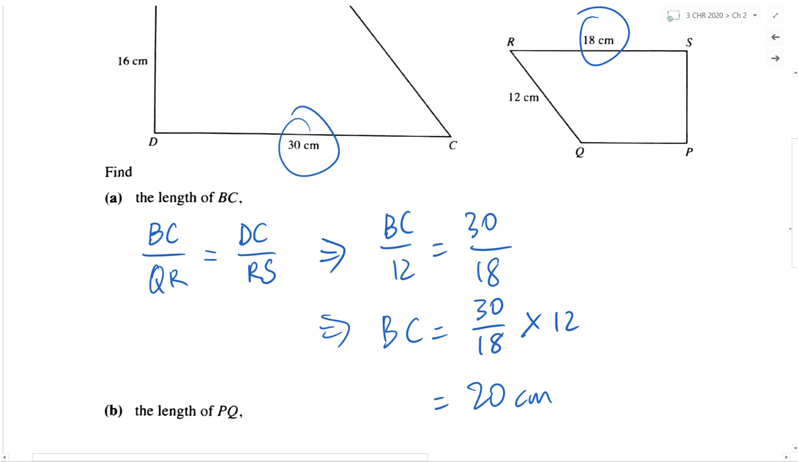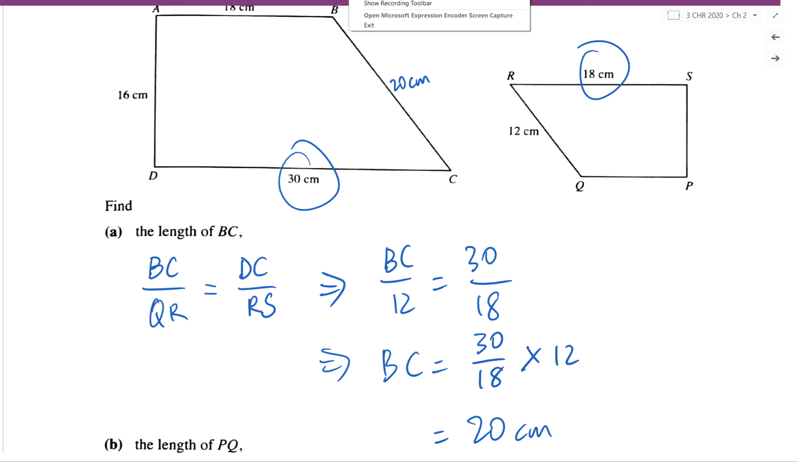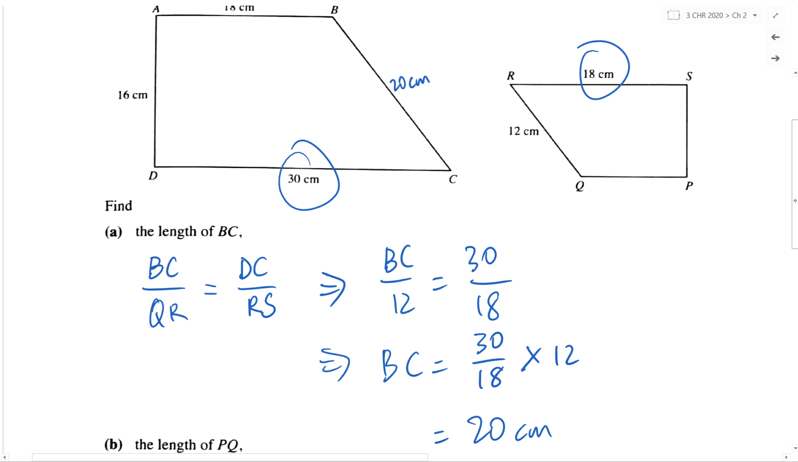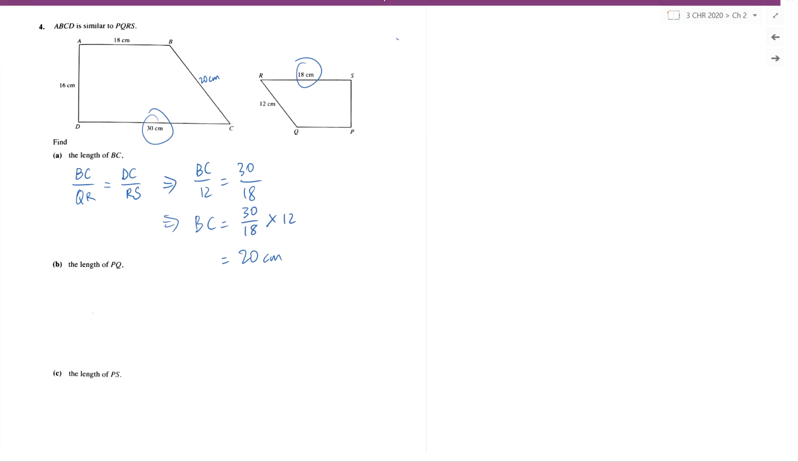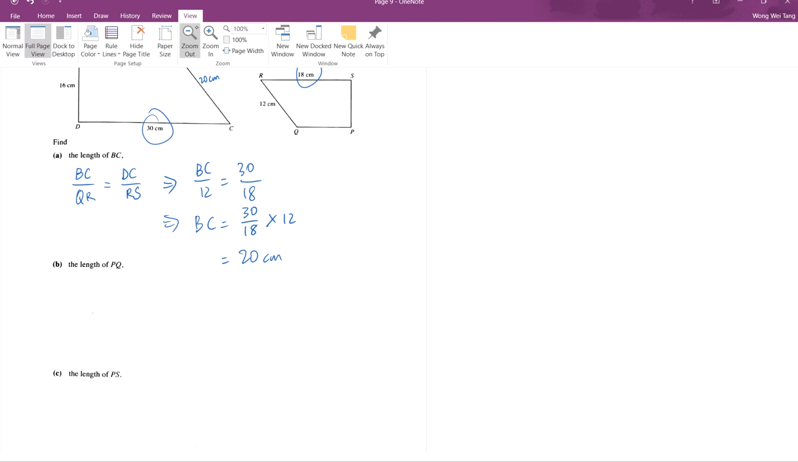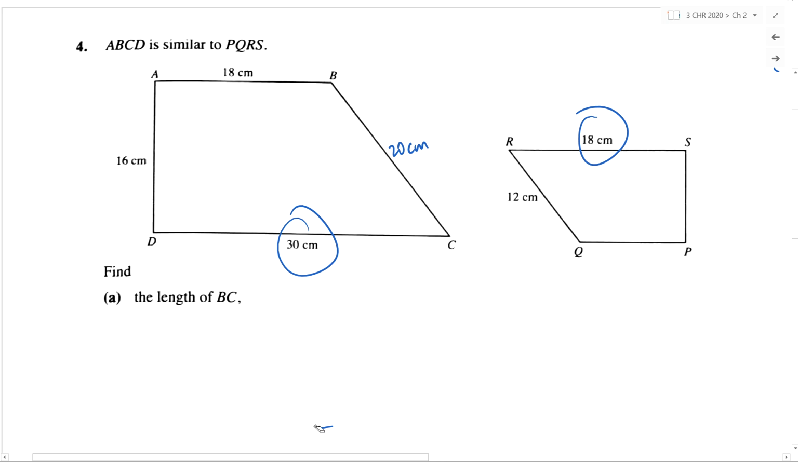Now we want to find the length of PQ. Do the same exercise again, but now we put in our extra length that we found out. This is 20 cm. Due to the lack of space, I will do it over here. So I'll change this to part B. We want to find the length of PQ.